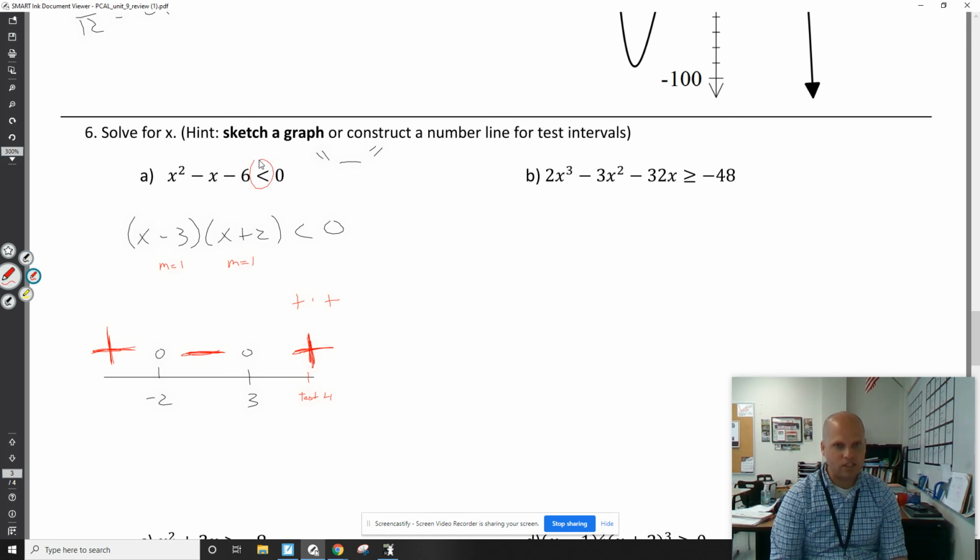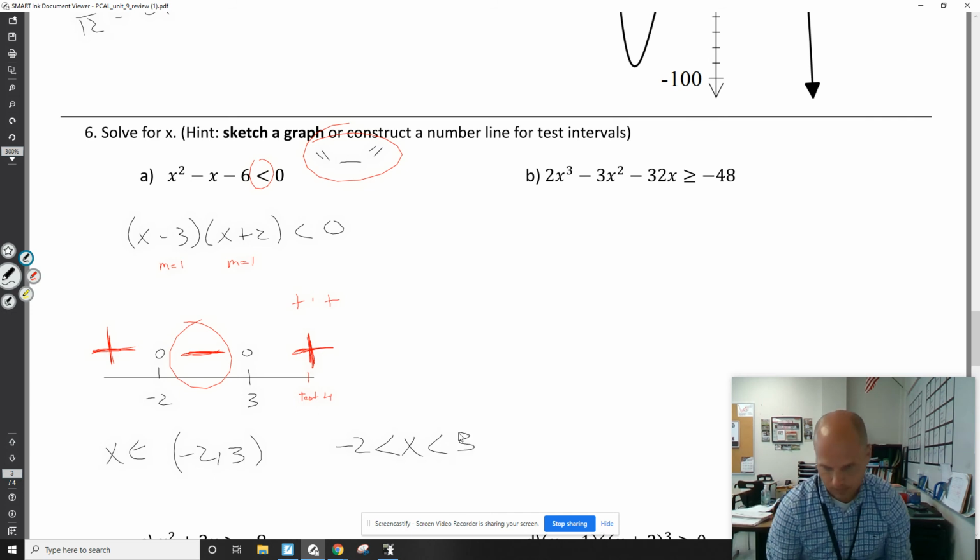When are we less than 0? When we are negative. Here are our negatives. We are not going to include our zeros at -2 and 3. You need to be prepared for both interval notation and inequality notation. X is belonging to -2 to 3, this interval, or X is between -2 and 3, like that. Okay? And all the others fall along with that idea.